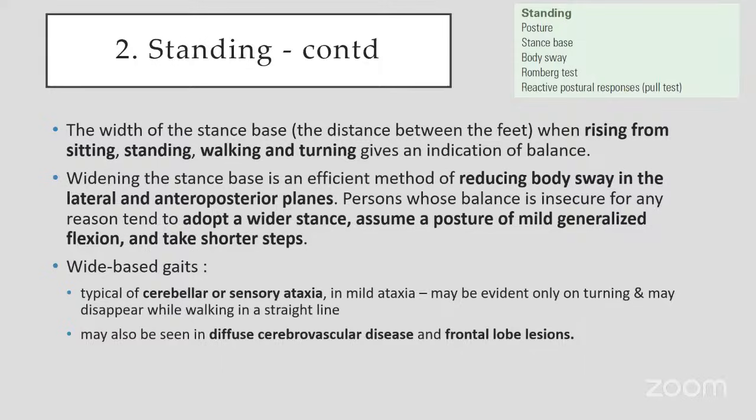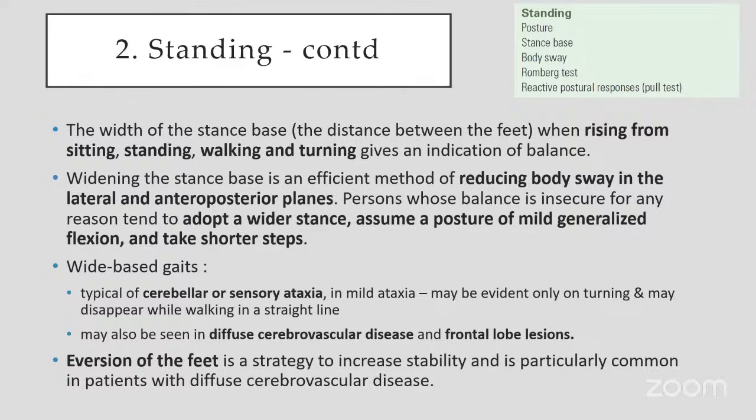So wide-based gaits typically are seen in cerebellar or sensory ataxia. In mild ataxia, it may be evident only on turning. In very mild cases, it is evident on turning or may disappear while walking in a straight line. This may also be seen in diffuse cerebrovascular diseases and frontal lobe lesions.